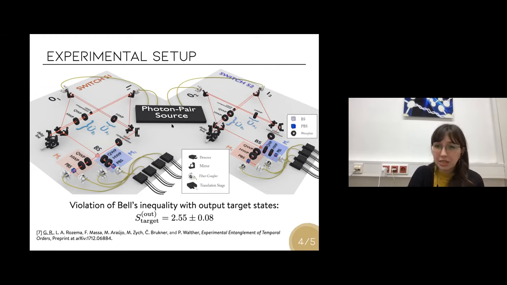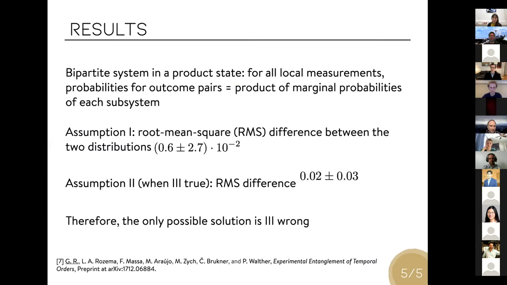So I performed this experiment, and then here and here, I performed my Bell test on the target systems, and I observed the violation of 2.55 plus minus 0.08. So for almost 7 standard deviations, I observed that there was indeed a violation of a Bell inequality. So this told me that at least one of the three assumptions had to be wrong. Also, more of them could be wrong, but at least one has to be wrong. So now let's go one by one, and let's try to understand which one was wrong.